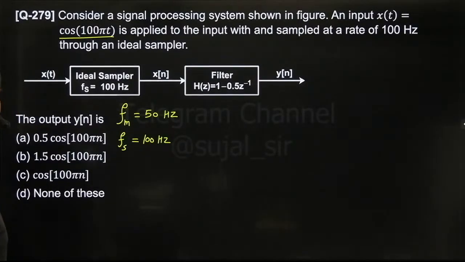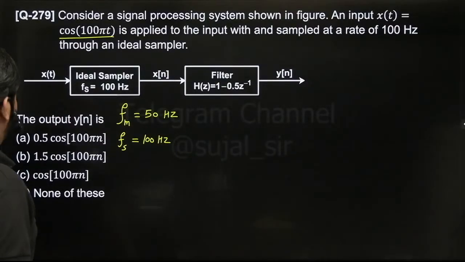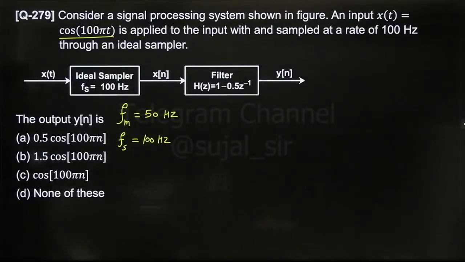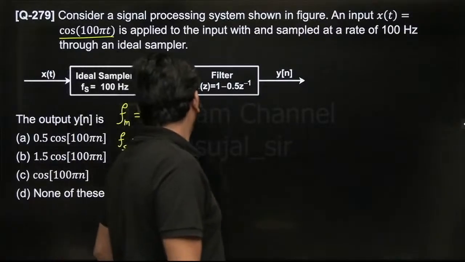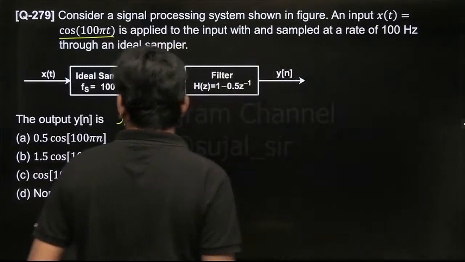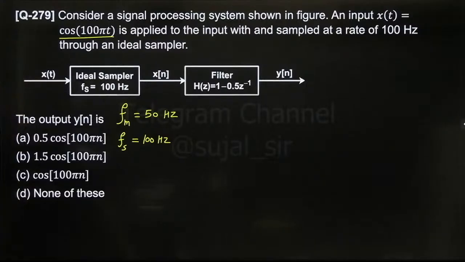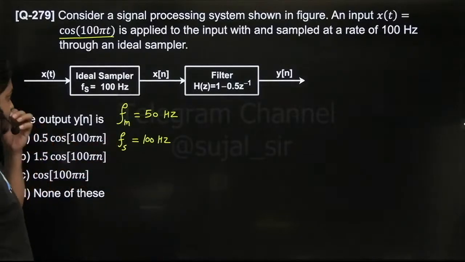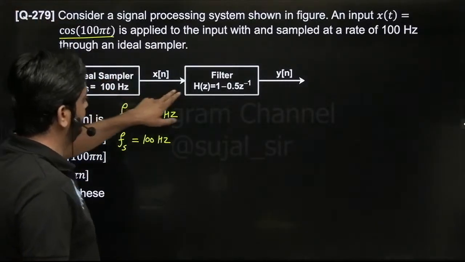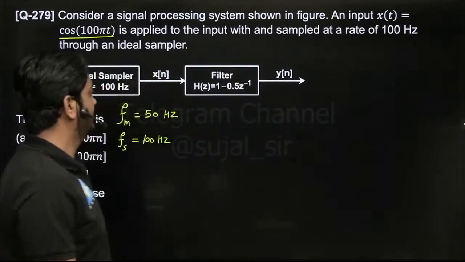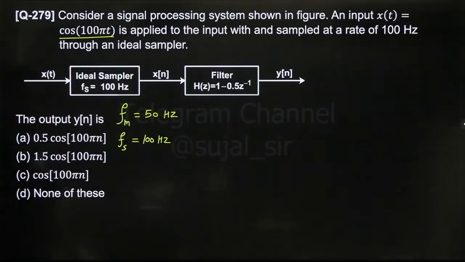And 100 hertz through an ideal sampler. Okay. The output y of n is dash. They are asking the output y of n, guys. This is also a simple question, guys. So x of t is given, cos 100 pi t. Fm is given, Fs is given. So how to find first x of n, then y of n they are asking, guys. X of n and y of n. Okay.